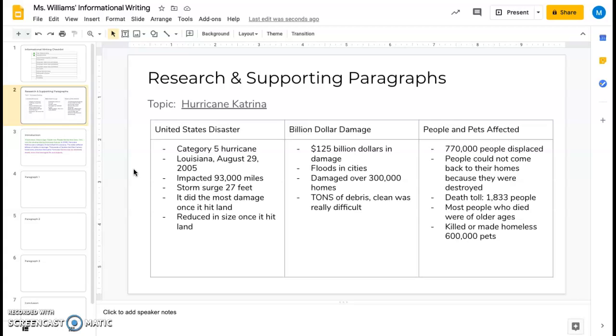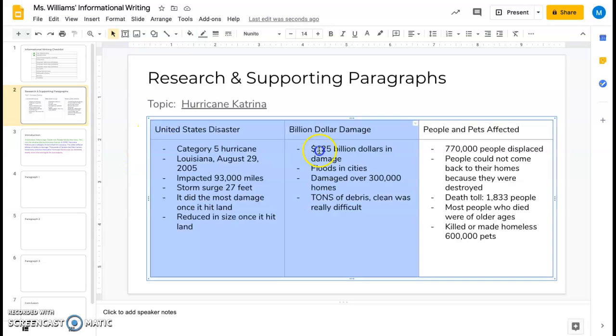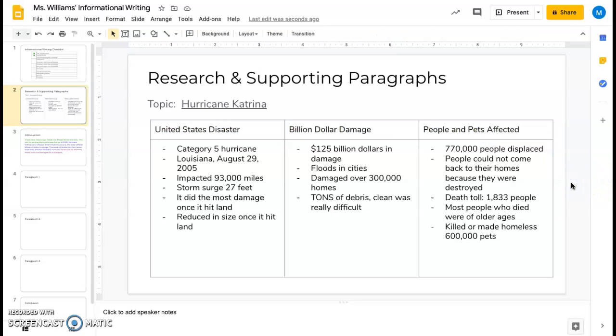So if you already have a lot of information and you've already done the heading thing on Schoology, this is going to be something really quick for you to do. It's just transferring over all that information and grouping together your facts where they belong.